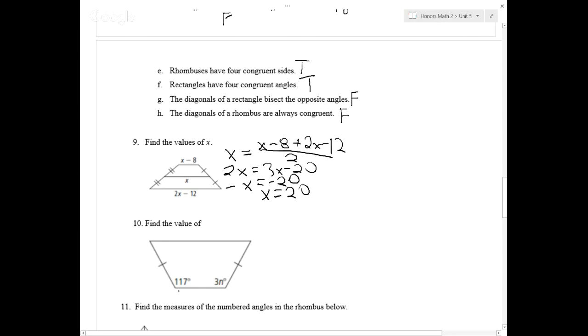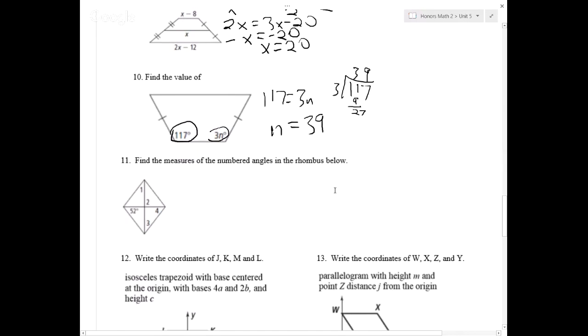For number 10, these are my base angles in an isosceles trapezoid. So we're going to go 117 equals 3n. We divide 117 by 3. We get 39, so n equals 39.